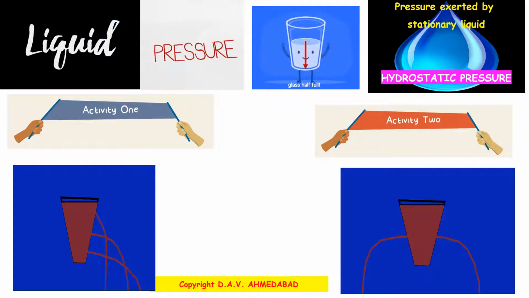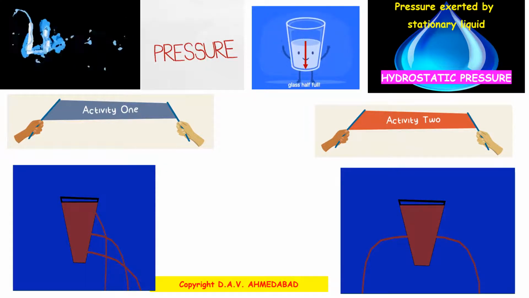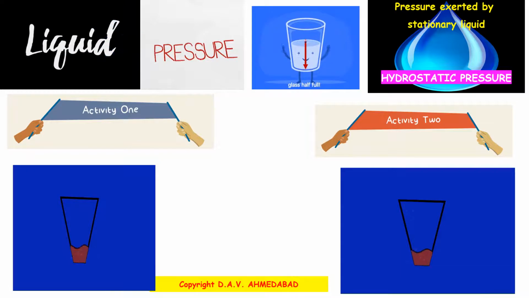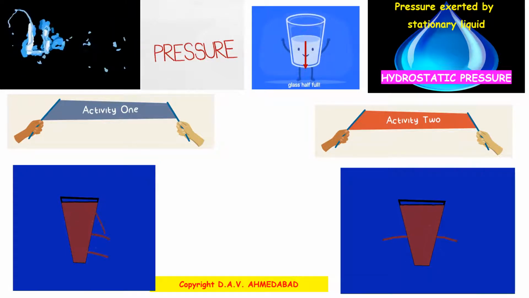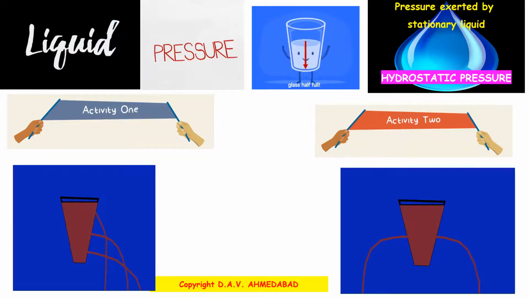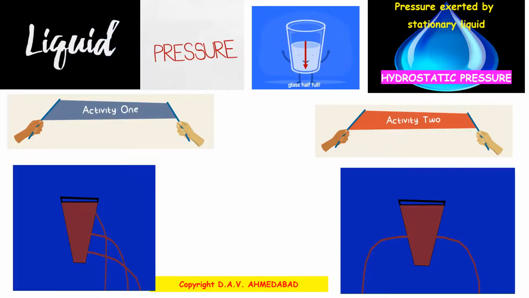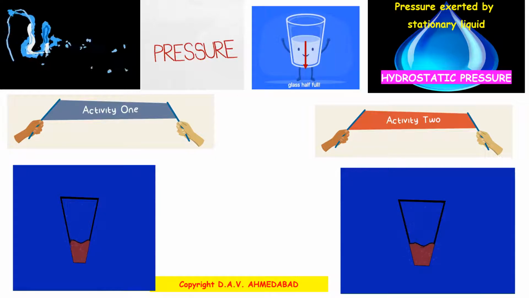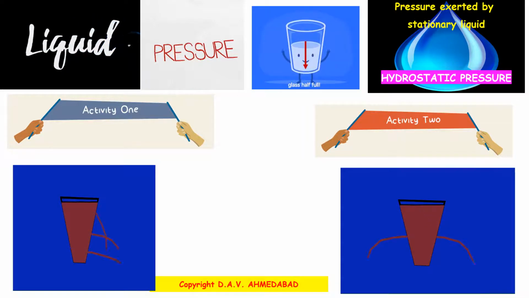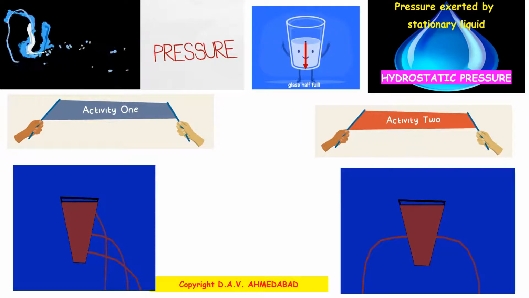Activity 1. I have taken a glass full of water and I make 3 holes at different heights. Now, what can we observe? We can observe that the water from the hole at the bottom comes out and covers the maximum distance, and the hole at the top covers the minimum distance.